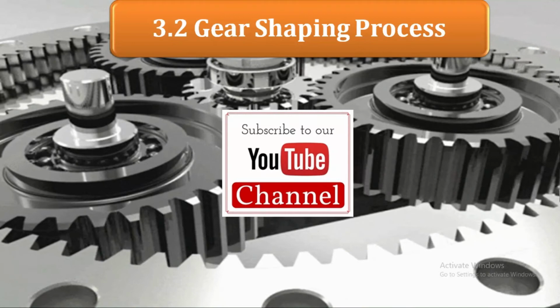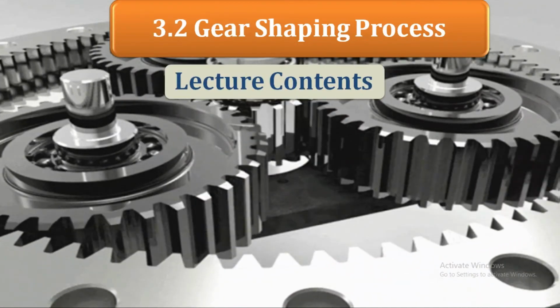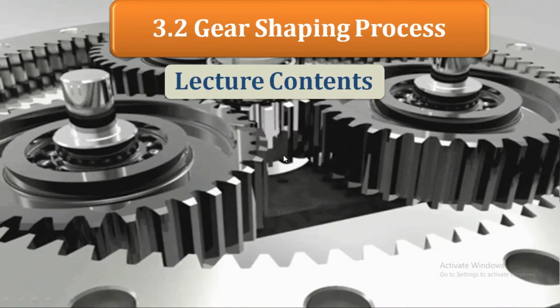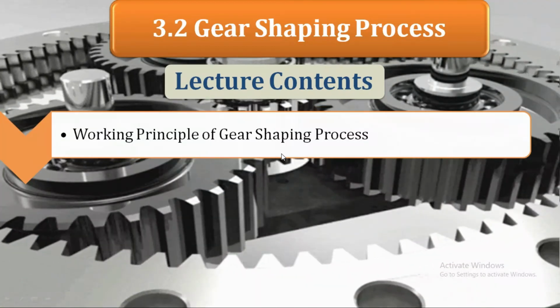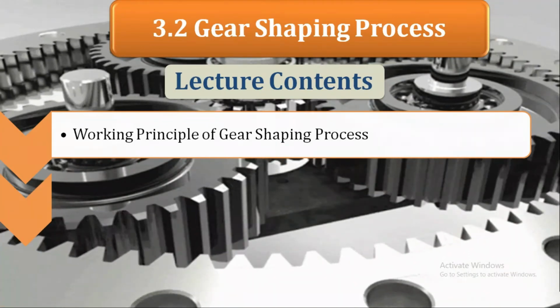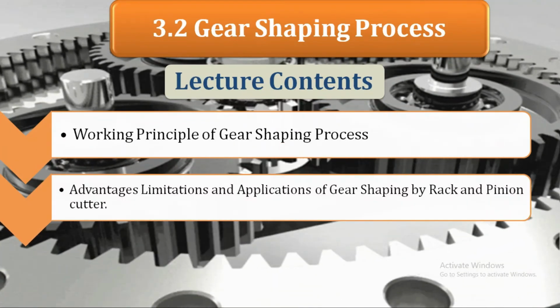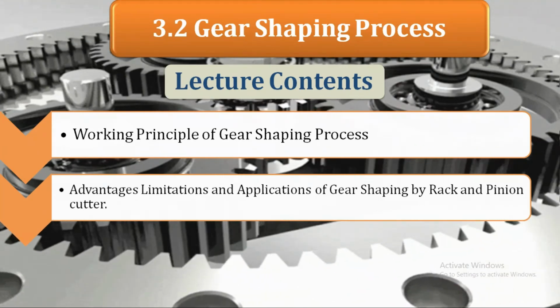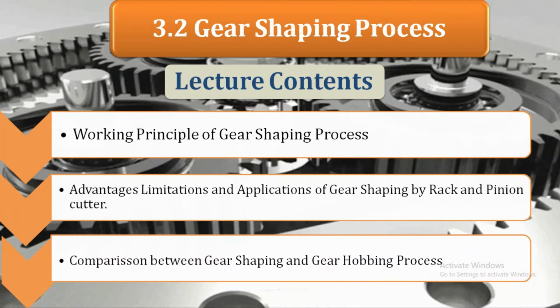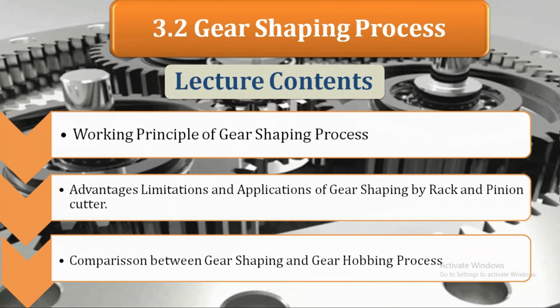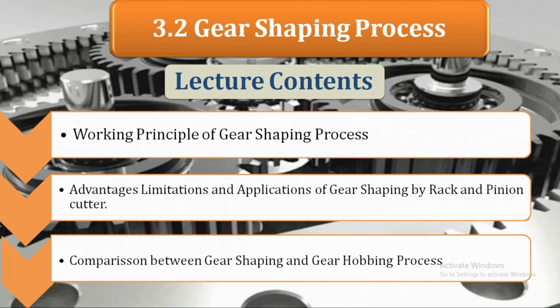So let us begin with the lecture contents of this gear shaping process, 3.2. What are the contents we will cover in this session? First of all, the working principle of the gear shaping process. Second is the advantages, limitations and applications of gear shaping by rack and pinion cutter. And the last one is the comparison between gear shaping and the gear hobbing process. So this much content we cover under this session.